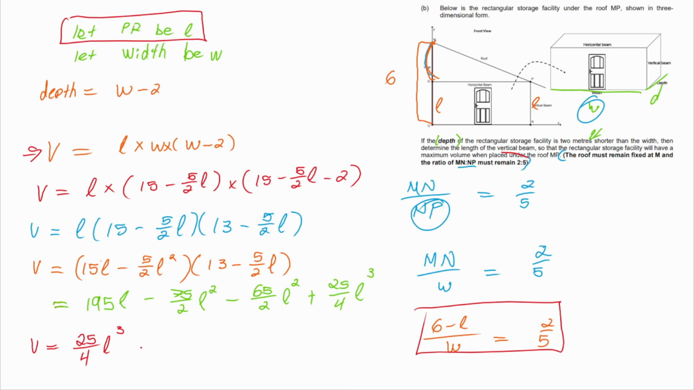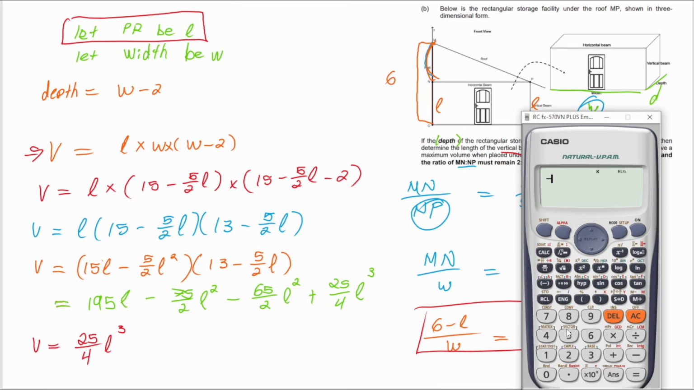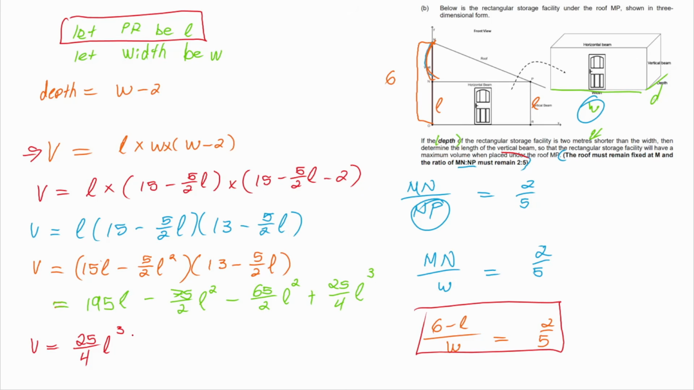So for the middle terms, we can have minus 75 over 2 minus 65 over 2. That gives us negative 70, so minus 70 L squared. And then we're going to have plus 195 L. Okay. So now what we need to do is we need to differentiate this.